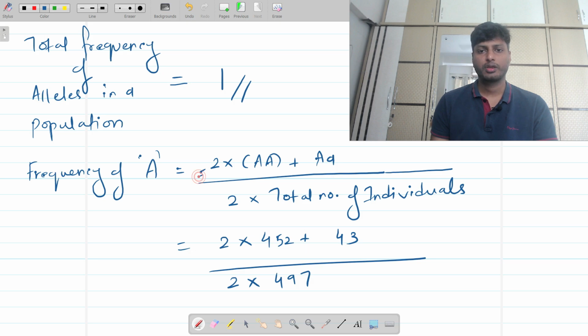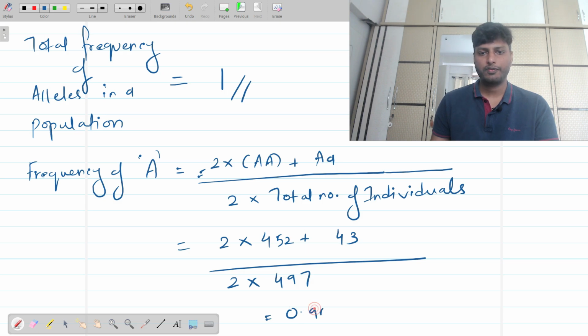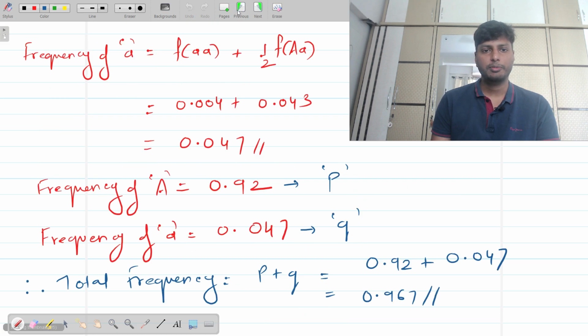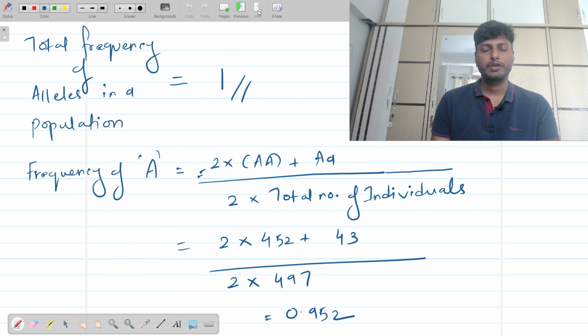At the same time, in the denominator, you can see the total number of individuals multiplied by 2, because in the denominator we are taking the total number of alleles. We know that every individual has 2 copies of alleles, so it will be 2 into the total number of individuals. If you calculate roughly, this will be around 0.952. So if you compare, in the previous case also we got the frequency of capital A as 0.952, and in this case again we are getting the frequency of capital A as 0.952.